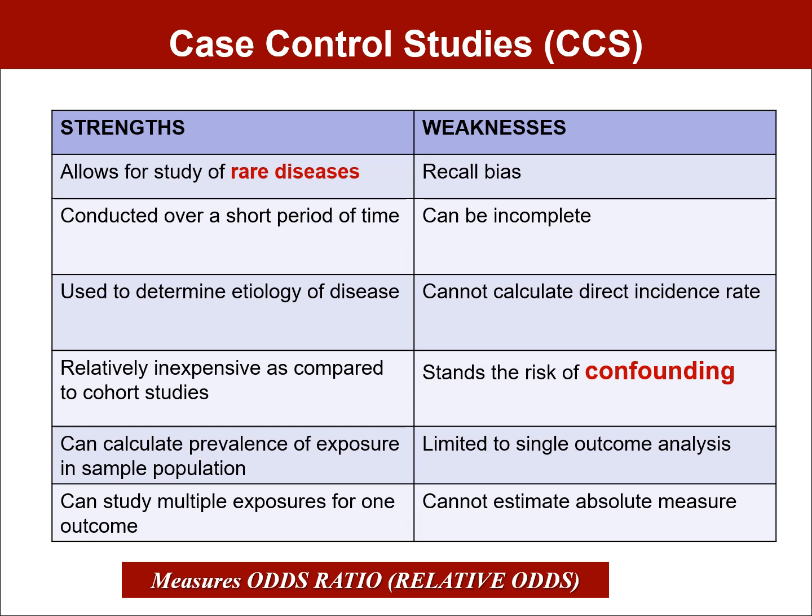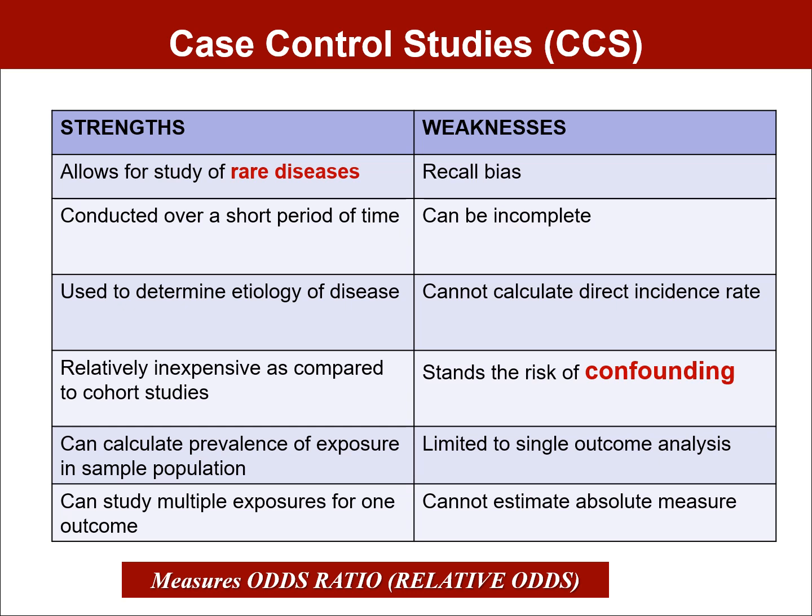The other strength is that you can study multiple exposures for one particular outcome. So again, because you're trying to identify what the potential cause of a particular disease is, and since you're going back in time, when you're interviewing or talking to these cases and controls who are free of the disease, you may be able to establish more than one exposure that may explain this particular outcome that you're observing. Okay, I hope that makes sense.